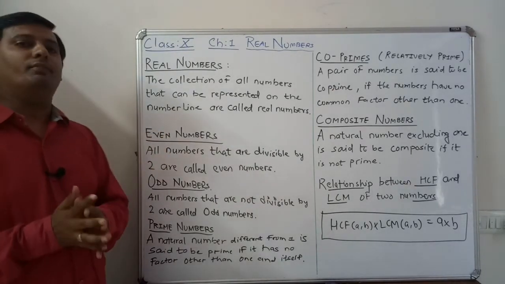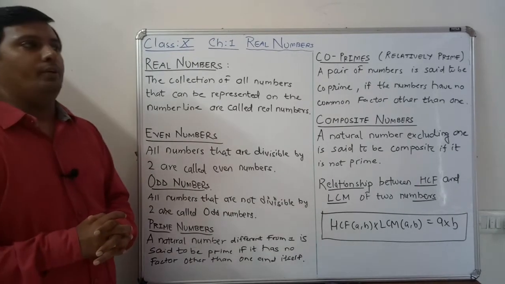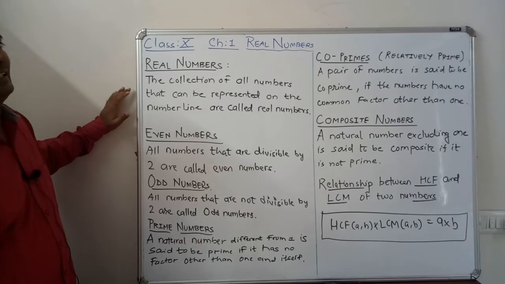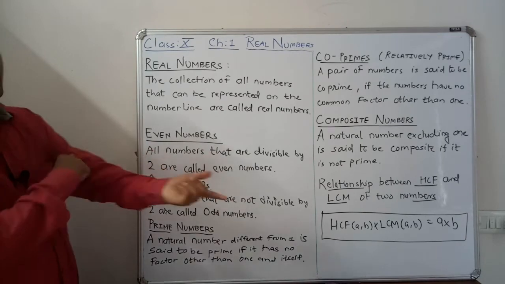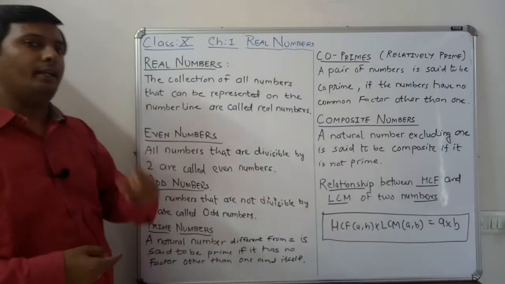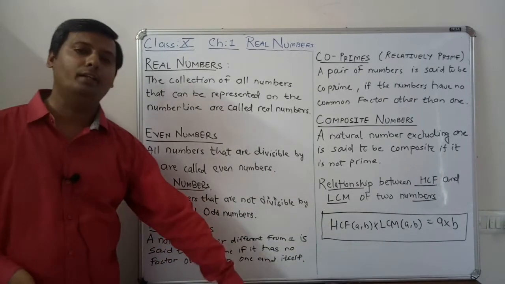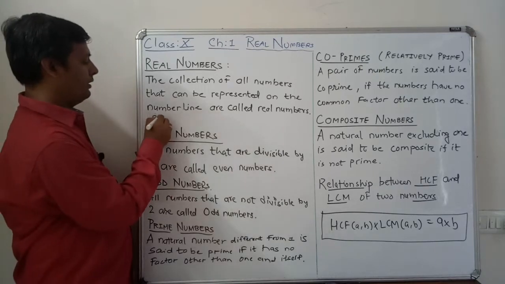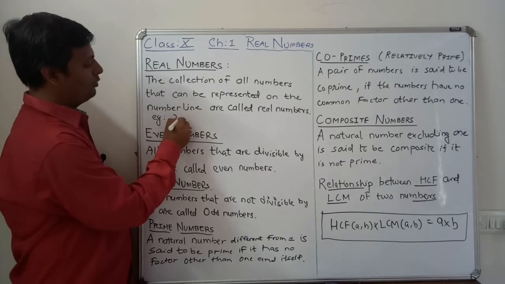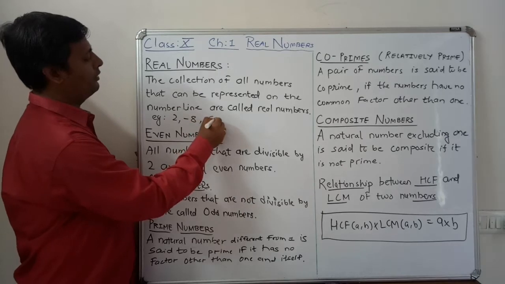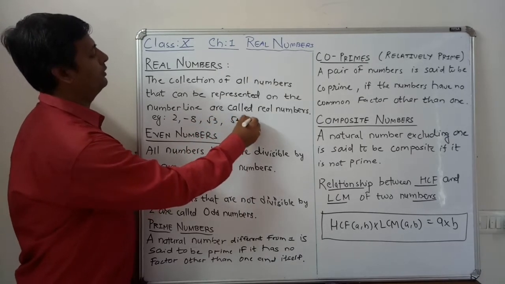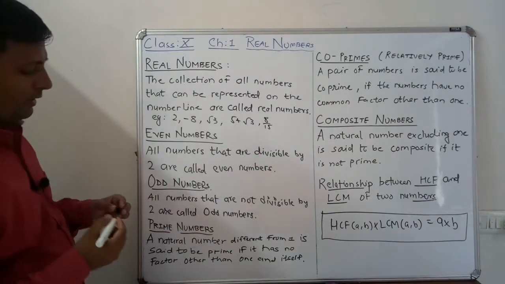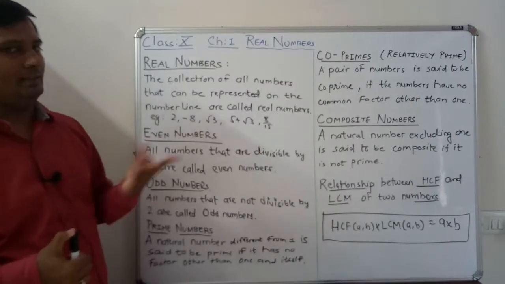Okay, the real numbers. The first is, what are the real numbers? The collection of all numbers that can be represented on the real number line is called the real numbers. Means 2 minus 8, under root 3, 5 plus root 3, 8 by 15. So they all are examples of the real numbers.